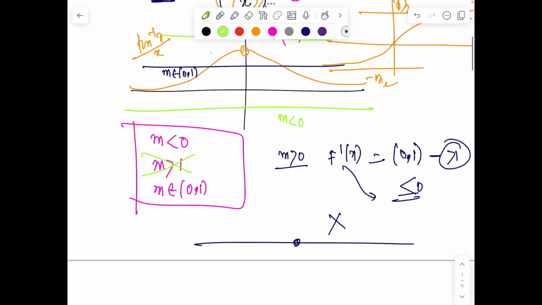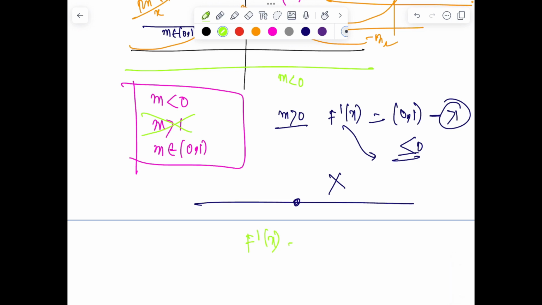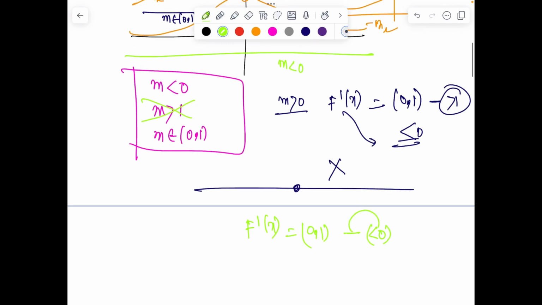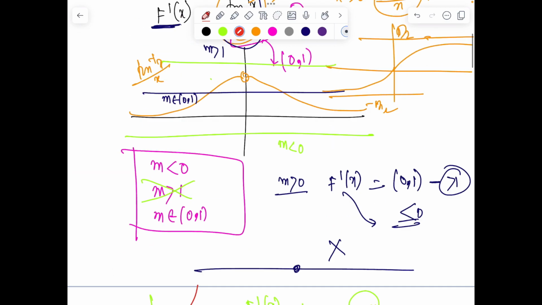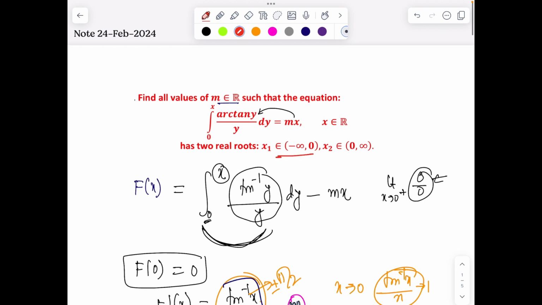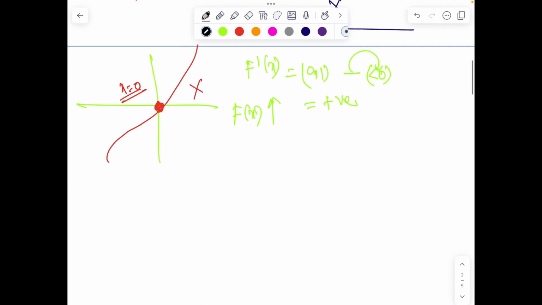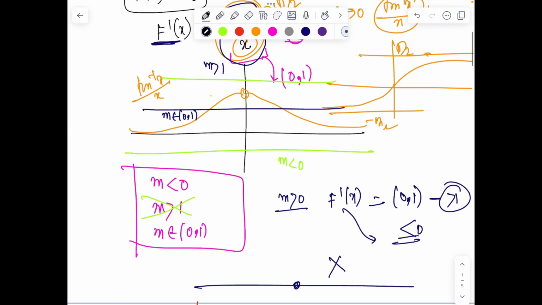Next is what will happen if m is less than 0. So for m less than 0, again if we calculate f dash x, it is something between 0 and 1 minus something less than 0. Now negative negative will become positive, so our quantity is positive, hence the function f of x will be strictly increasing. So since we know f of 0 is 0 and the function is strictly increasing, we will have no other root apart from x equals 0. But that we don't want. We want it to have two real roots, between minus infinity to 0 and 0 to infinity. Clearly x equal to 0 is the obvious solution, so we are not interested in that.